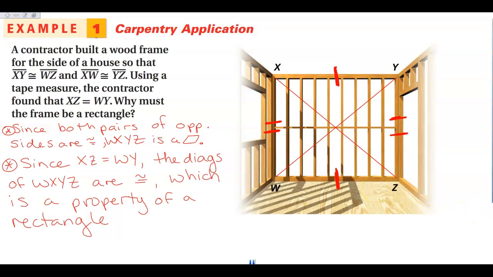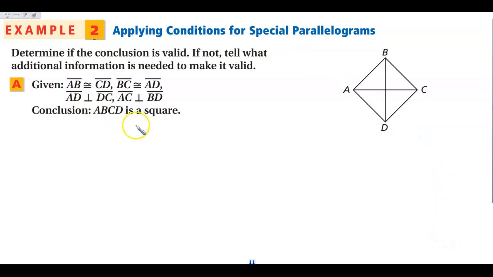Let's take a look at the next one. We want to know whether or not the conclusion is valid. All right, so when we're determining whether or not a conclusion is valid, we've got to see, okay, do I have enough information? If I'm trying to show a rectangle or a rhombus, I need to have a parallelogram property, and then I need to have the property of a rectangle or a rhombus. Again, if I want to show that I have a square, I have to have a property of all three figures.